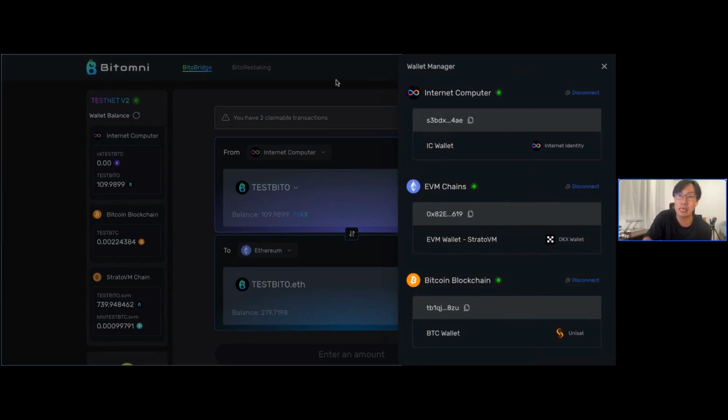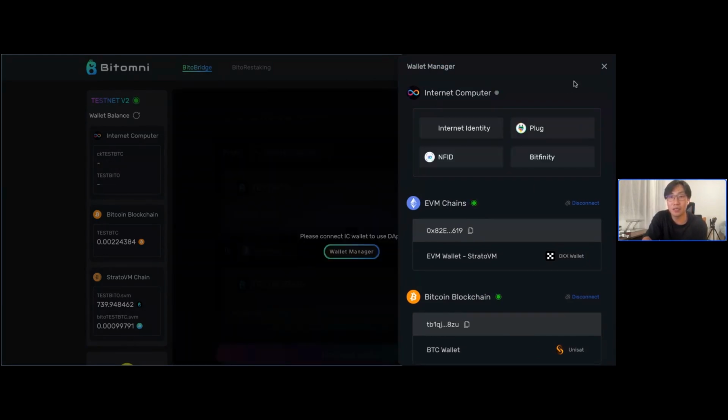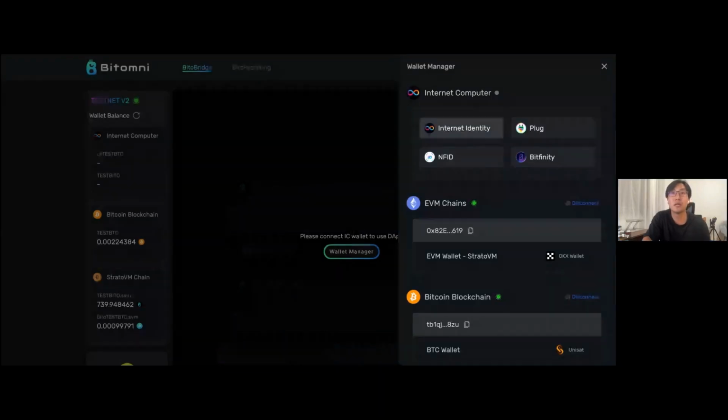Since we are building on IC, it is required to log in using IC's wallet, either Internet Identity or a Plug wallet, NFID, Bitfinity wallet, either one of those.